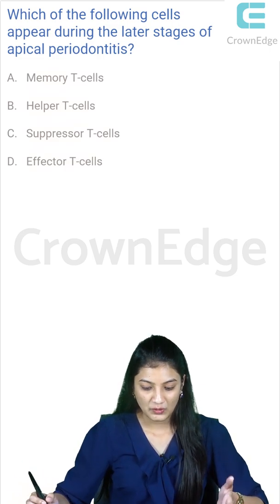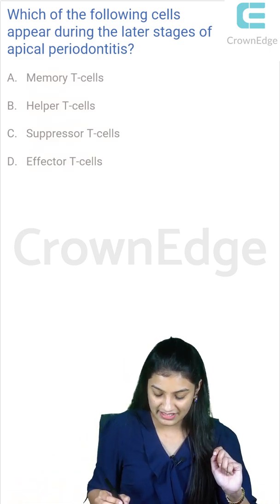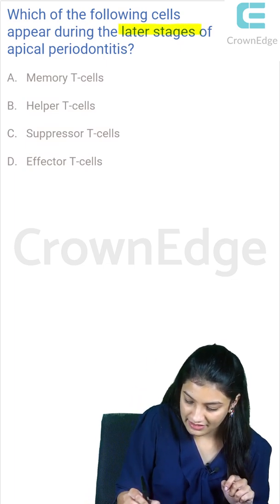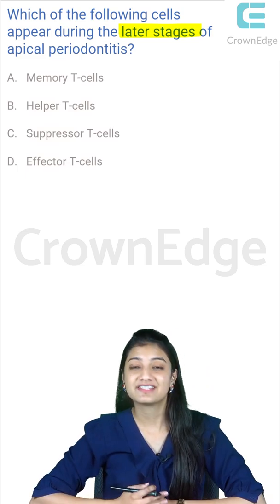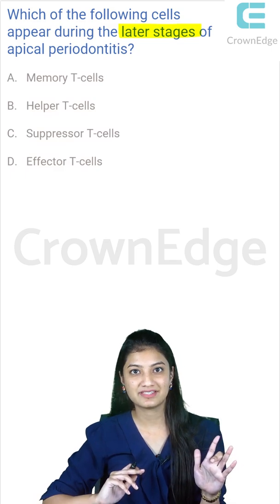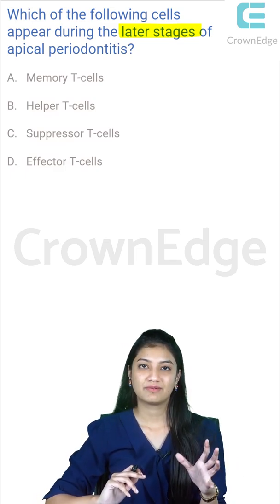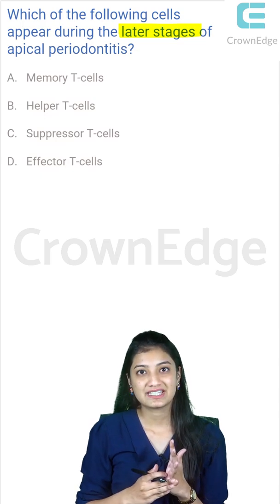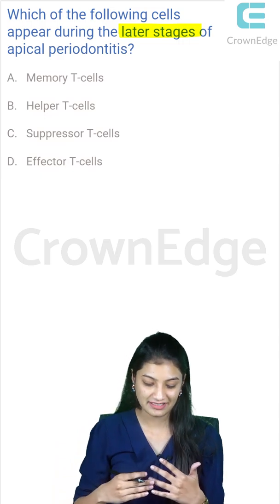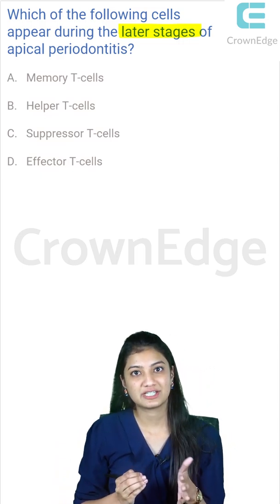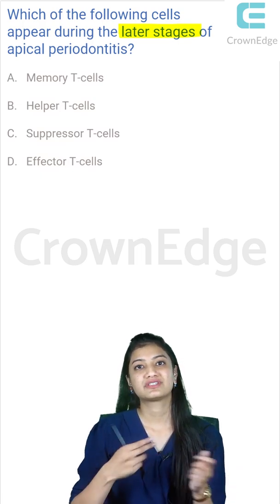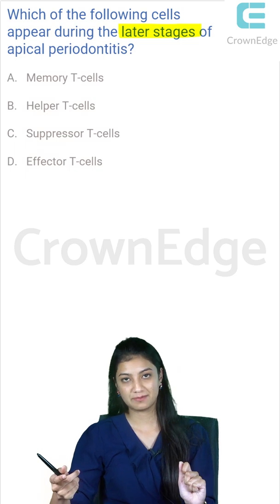Next, which of the following cells appear during the later stages of apical periodontitis? The keyword over here is later stages. Now let us discuss the options. There are 4 options: the memory T cells, helper T cells, suppressor T cells, and effector T cells. Just to revise, memory T cells are responsible for identification of the antigen when they come back again. Helper T cells are responsible during the initial stages of any infection. They are the ones who start off the inflammatory response.